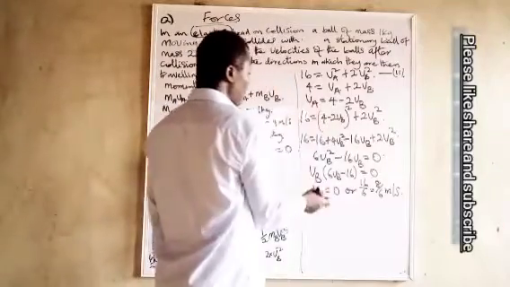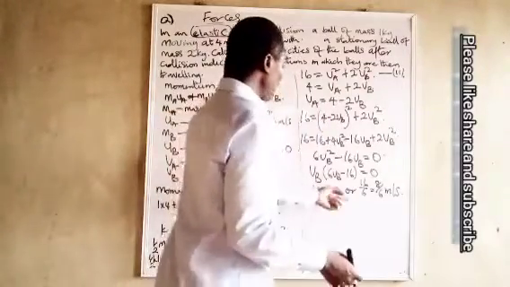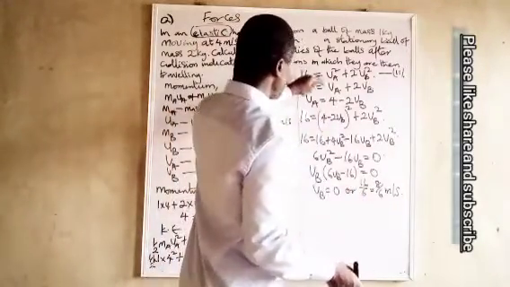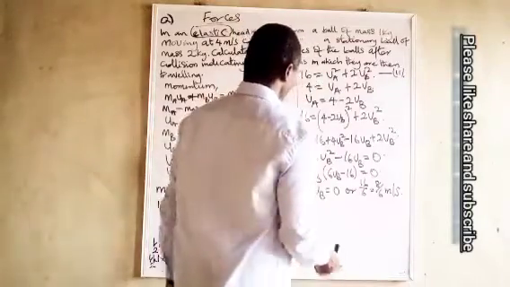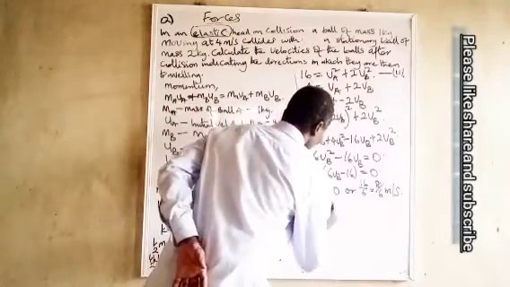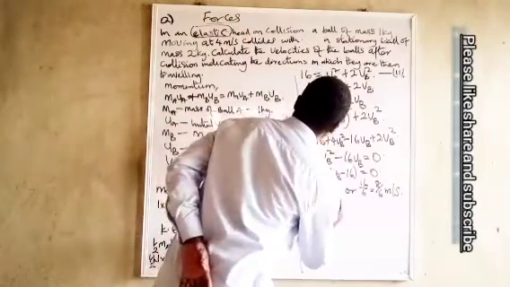Now let us find our Va. If we substitute this in this equation now, we will find our Va. So 16 equals Va.